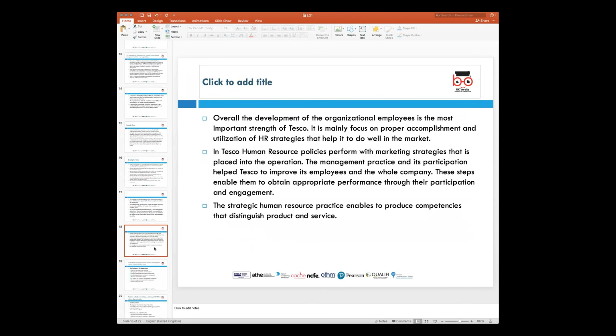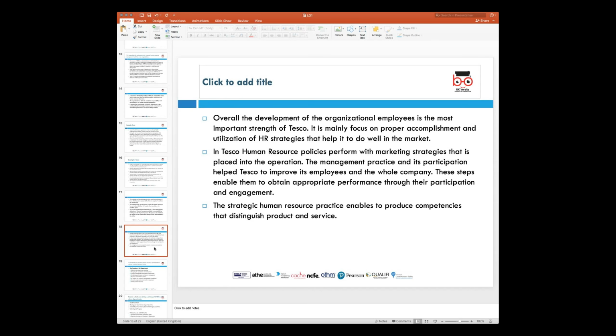So the overall development of employees within the organization in Tesco is quite important, and that is one of the key strategic functions that SHRM focuses on when we look at an organization like Tesco, because if they have high turnover, that means the business can get affected.